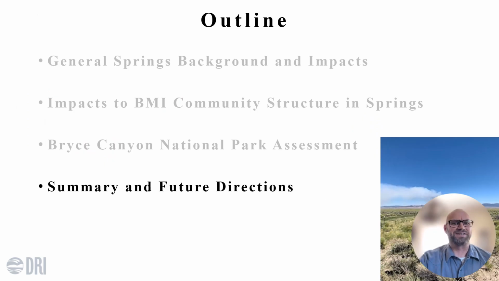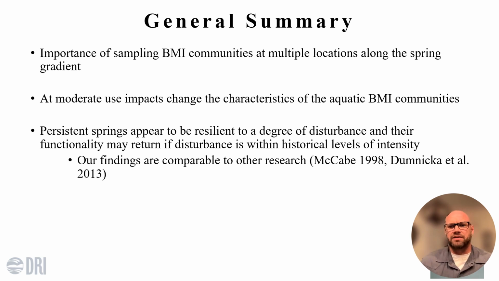Lastly, a quick summary and future directions. In summary, we found that it is important, when possible, to sample at multiple locations along the spring gradient to determine the overall spring community structure. At moderate and above impacts, we see a change in the BMI community structure, moving to a homologous structure. However, springs can recover to previous community structure levels after disturbance events if the intensity doesn't cross a tipping point.